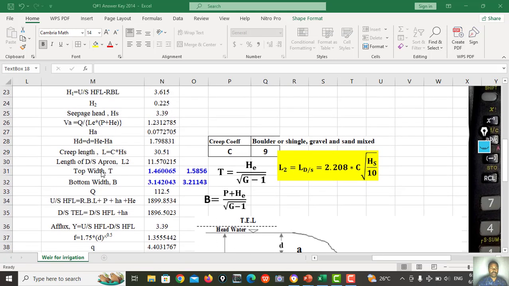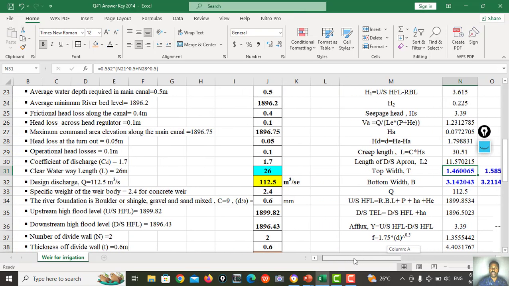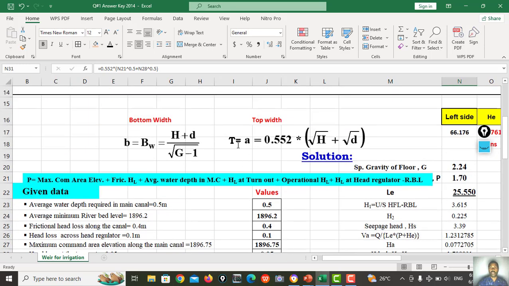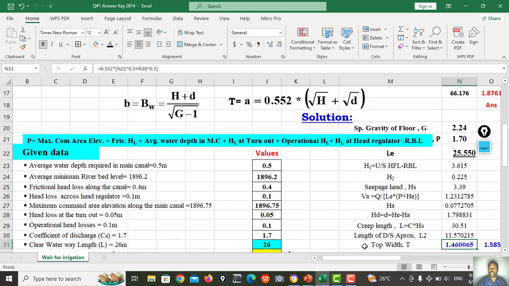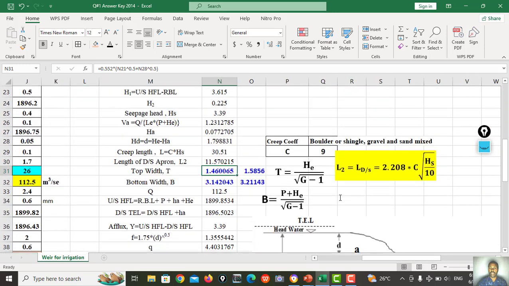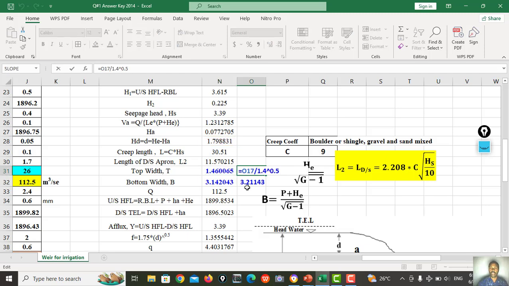Then you have to compute the top width, which is according to the general equation. Top width T or A can be designated, then 0.552 times square root of H plus square root of D. Either this one, or you can use this one, effective head divided by square root of G minus 1. So either this one you will follow or this one you will follow. The same approach you can follow. Just 2.24 minus 1 will be 1.4.